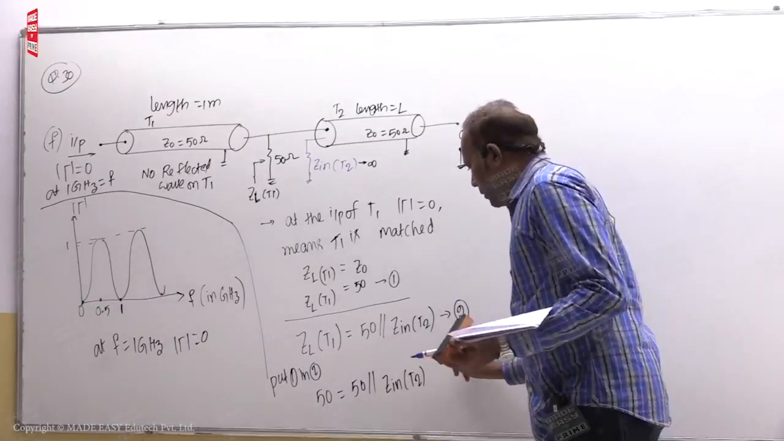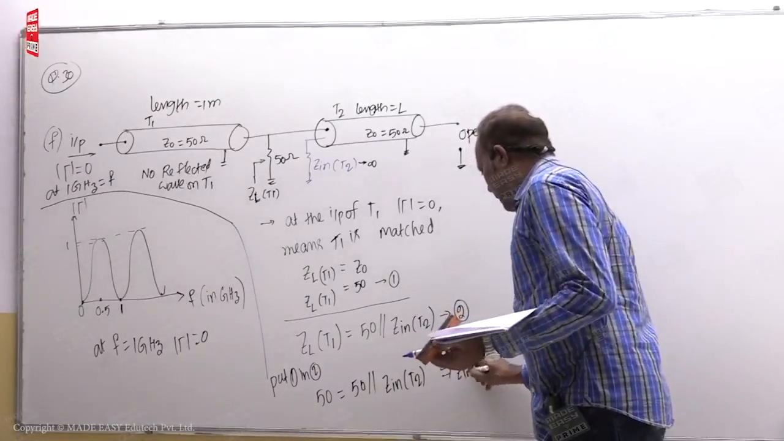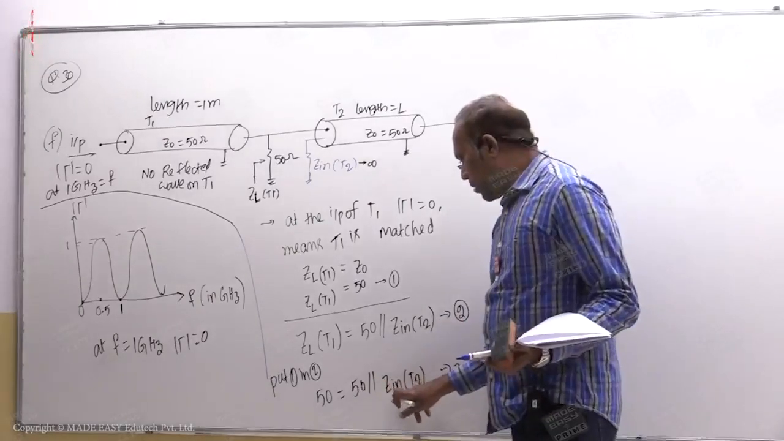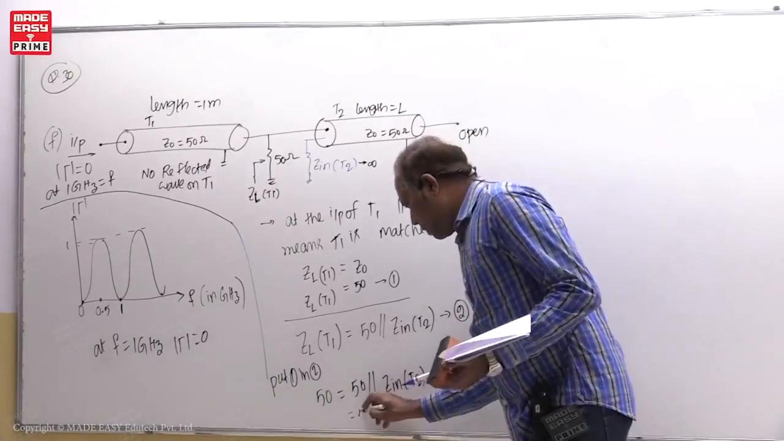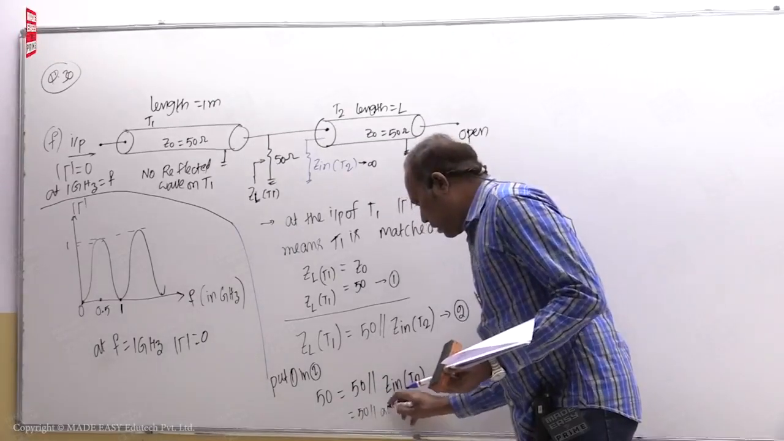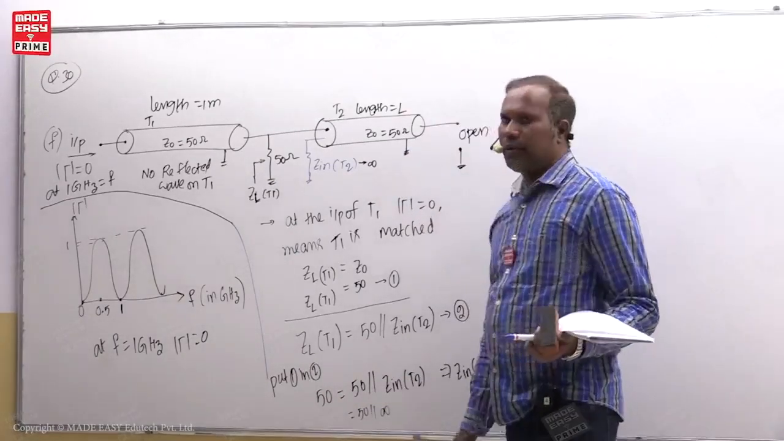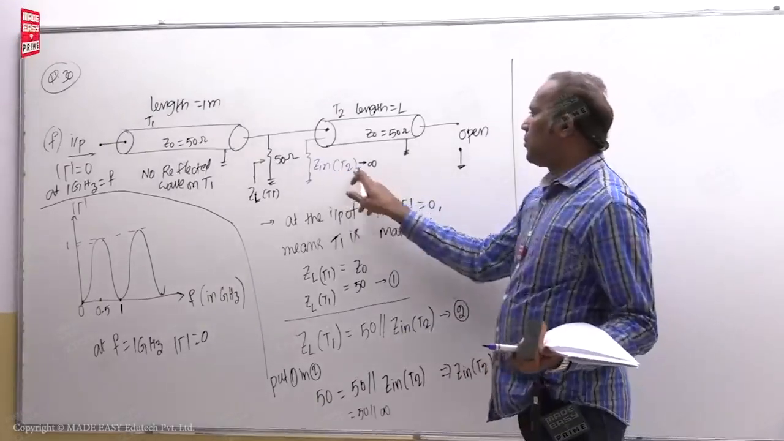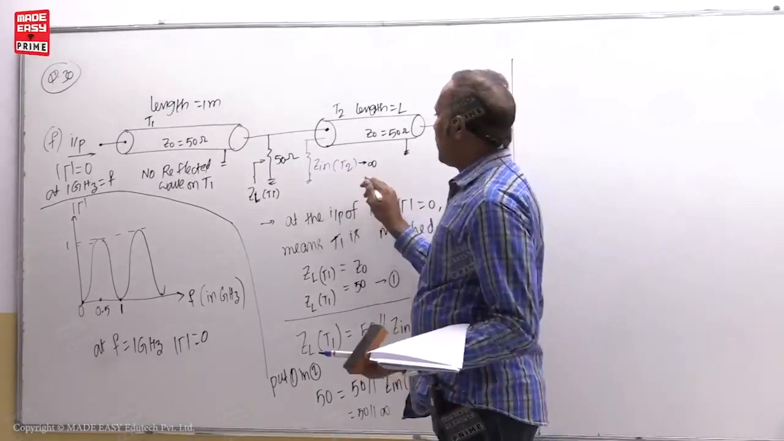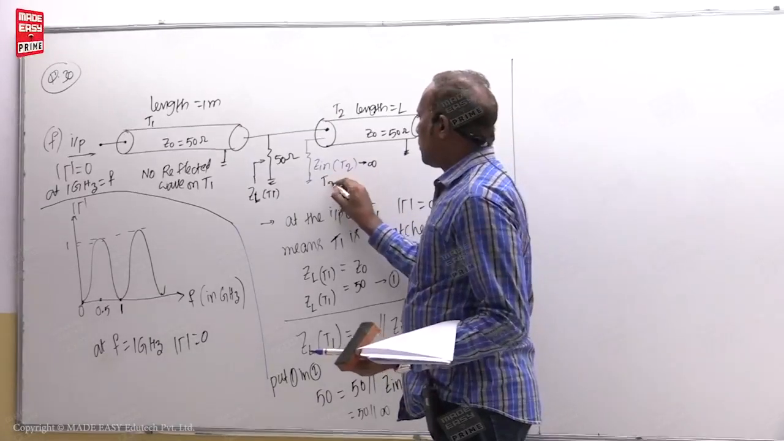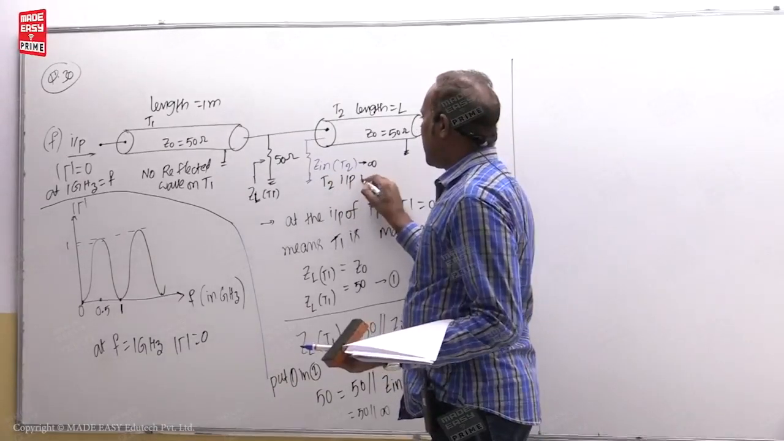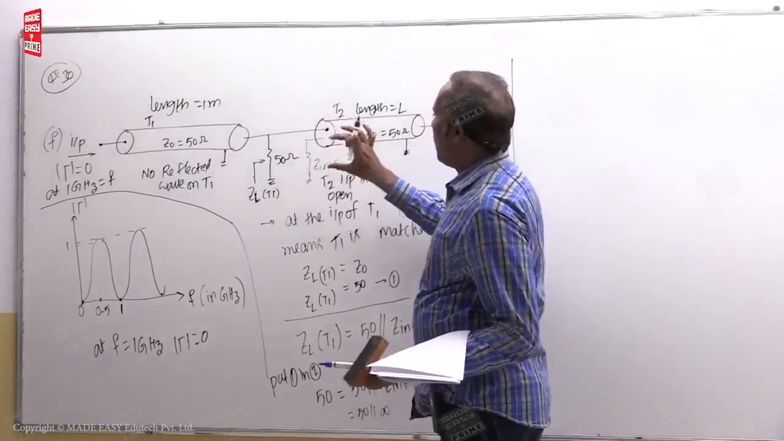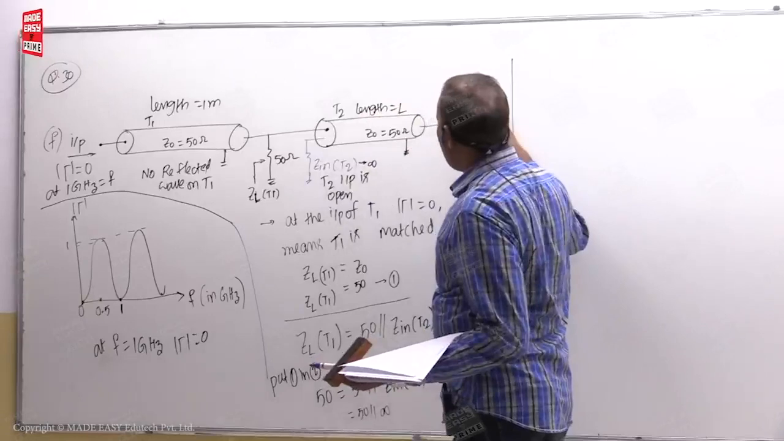So from this also you get that Zn of T2 is infinity. Tell me, 50 ohms parallel combination with infinity gives 50 only. So that's why here Zn of T2 should be infinity. So Zn of T2 infinity means T2 input is open. So this input is open now. Now you see here, this is also open.